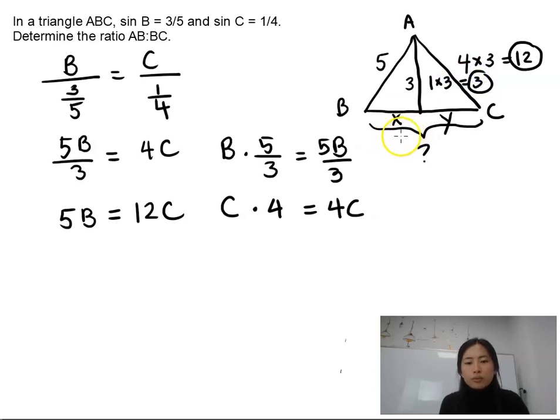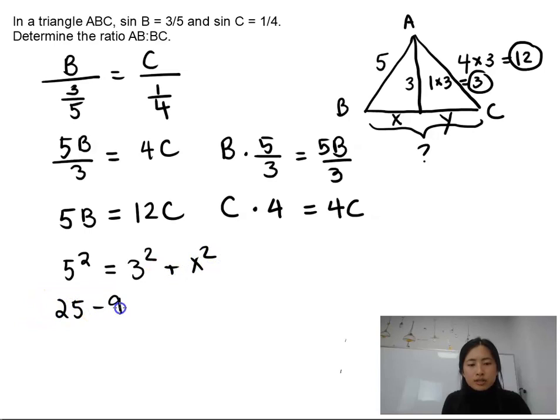Okay, so now we're ready to apply the Pythagorean theorem to look for this side and to look for this side. So let's just focus on this side of the triangle first. So you would square your hypotenuse, so this would be 5 squared, is equal to 3 squared, this side, plus x squared. So this would be 25 minus 9, which is equal to x squared. Taking the square root of both sides, you get x is equal to 4.